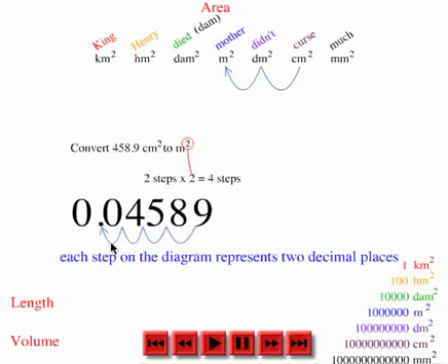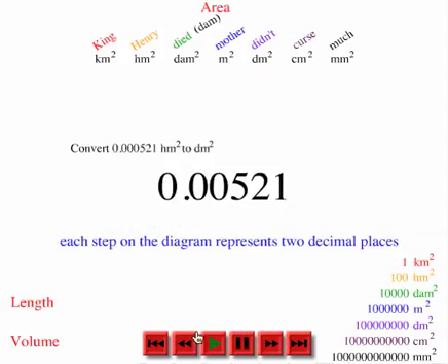So we bring the decimal place up here, fill in the empty spots with zeros, and our 458.9 becomes 0.04589 meters squared. Okay? Tens, hundreds, thousands, 10,000s, 100,000s. Okay, let's look at another example.